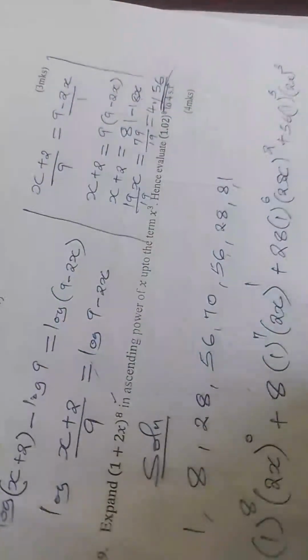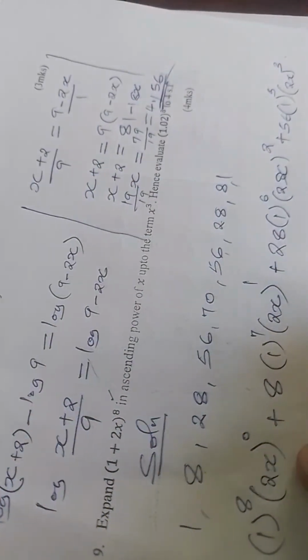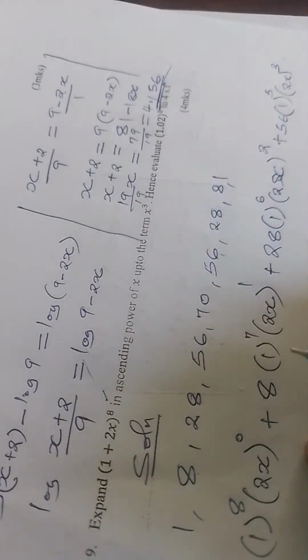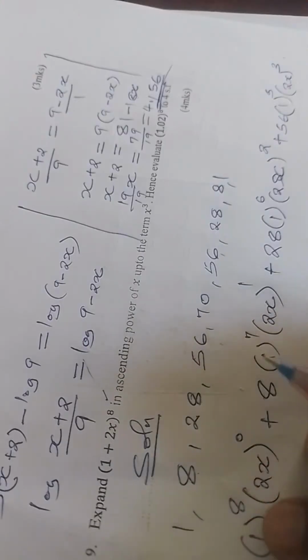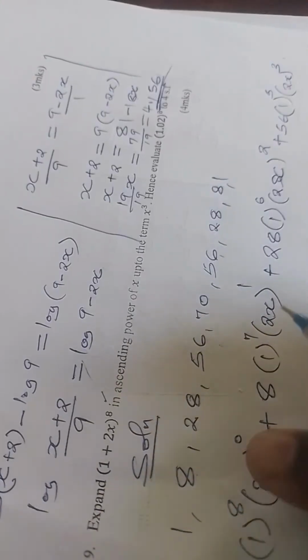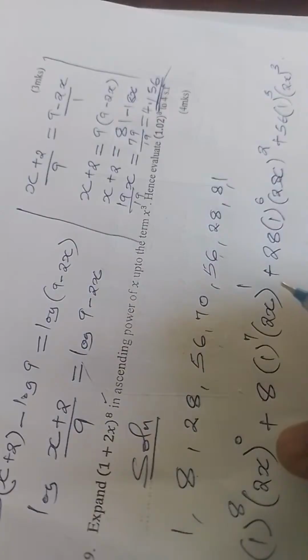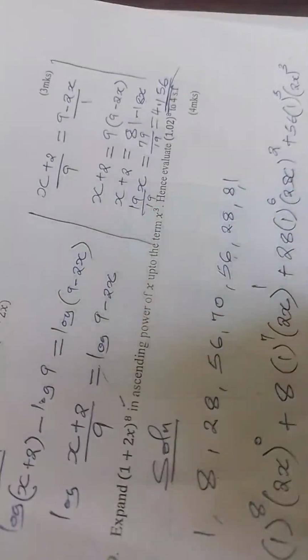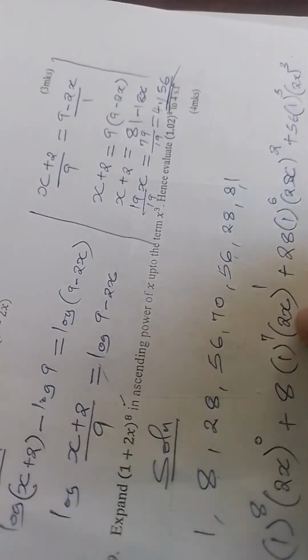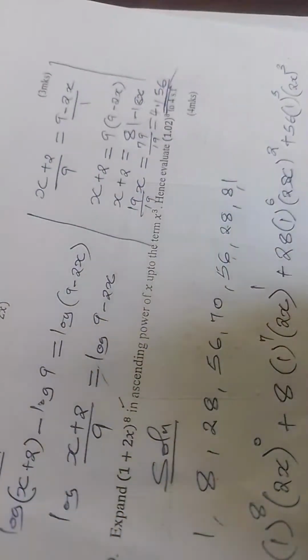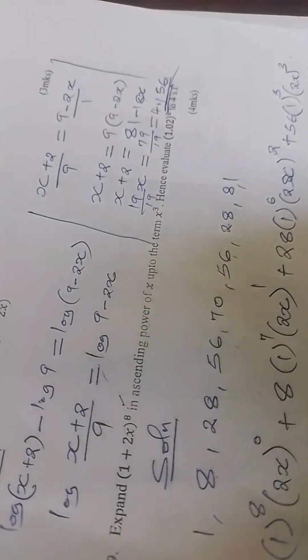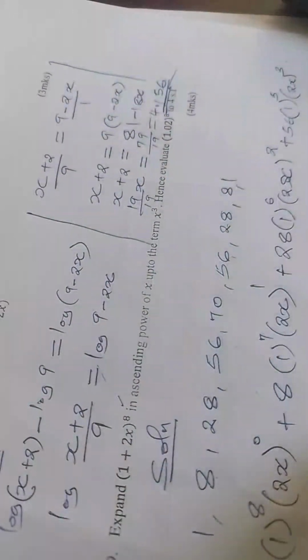Then this one will be 1, because any number that has been raised to 0 is the same as 1. So 1 times 1 raised power 8 is the same as 1 times 2x raised power 0, which is the same as 1. Then plus this one is the same as 1 times 8, 8 times this one equals 16x. Then plus this one times this one will be 4.